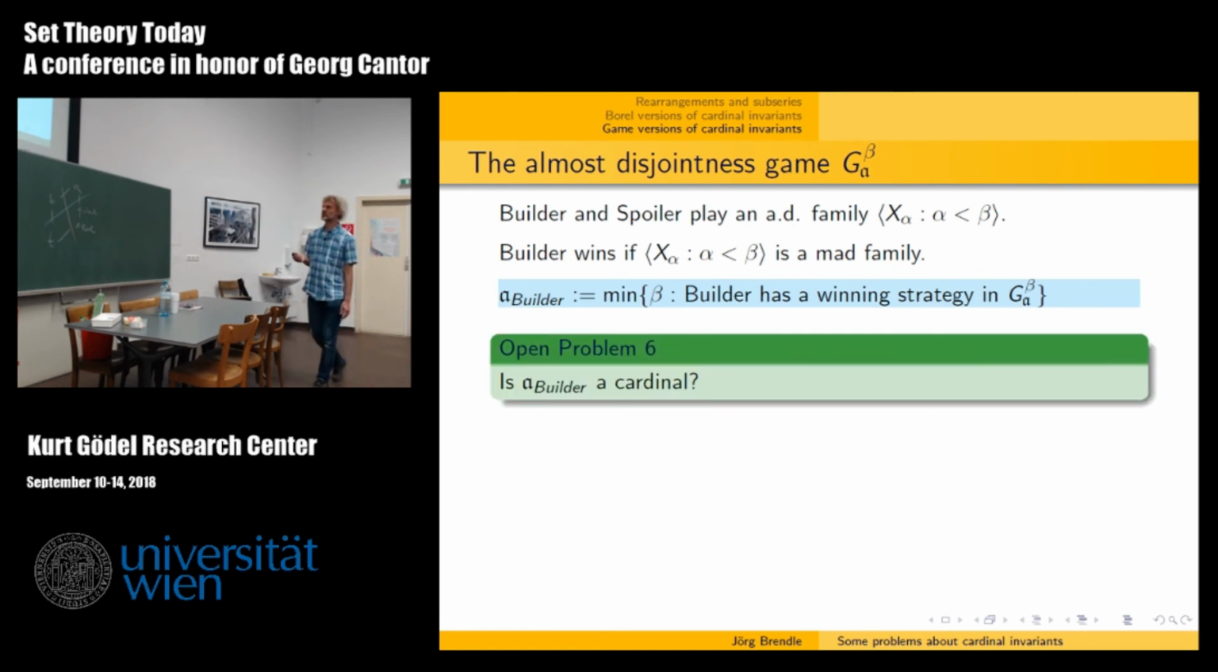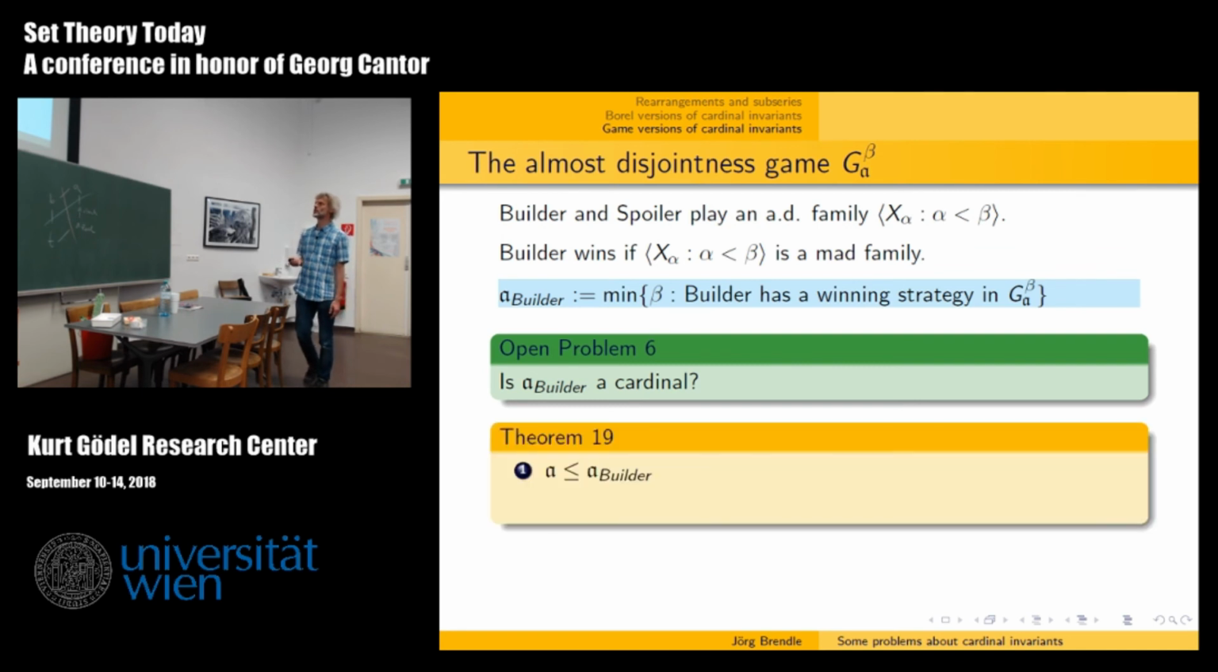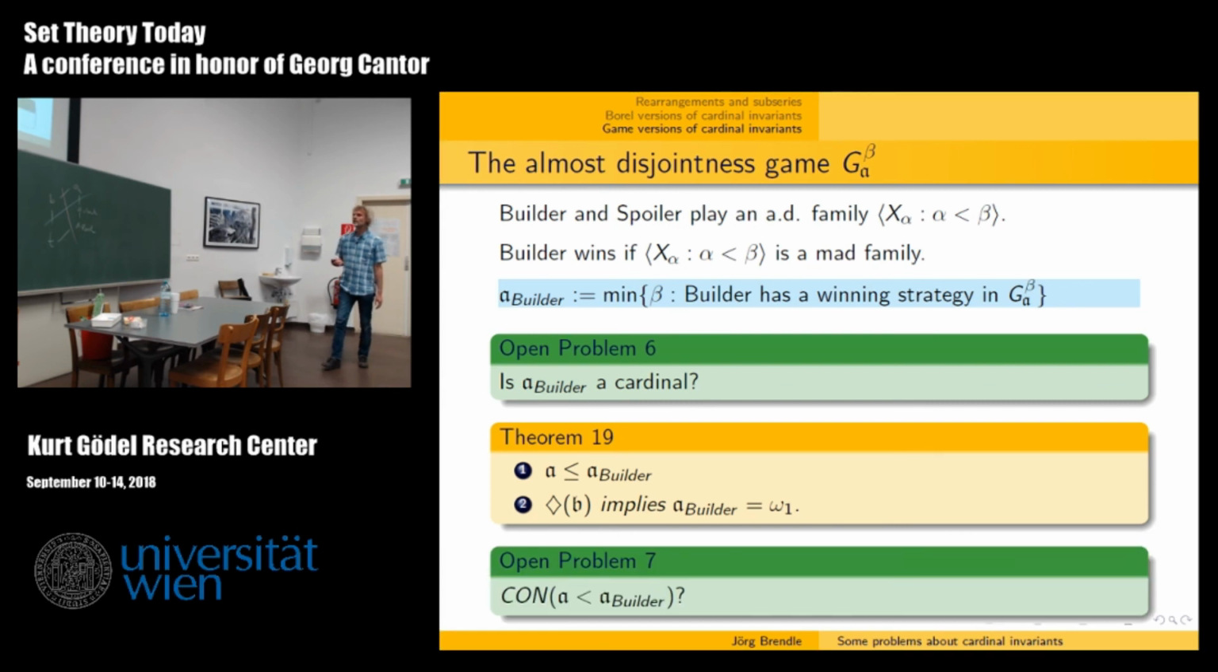Again, you can ask whether it's a cardinal, which should be true, but we don't know how to prove that. And we know, of course, it's clear that A_builder is bigger or equal than the almost disjointness number A. I should have said, of course, beta has to be an infinite ordinal. And the diamond of B implies that A_builder is omega_1. So again, we get a diamond result. Here we don't even know whether A_builder can be bigger than A, so that's one more question.